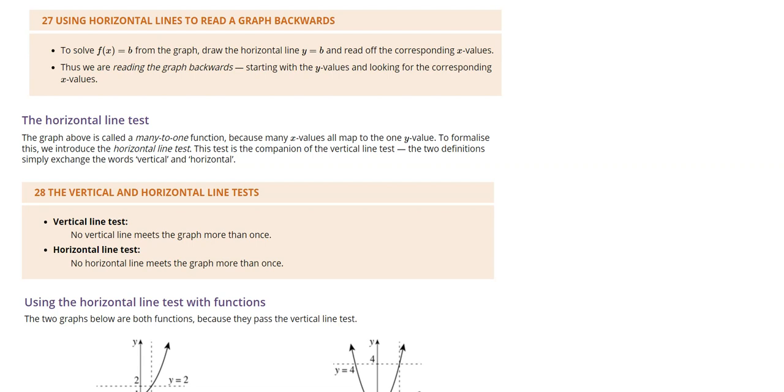There's many values of x that map to one value of y. So there's that mapping thing again. To formalize that, it's the horizontal line test, which is what we have there, and the vertical line test. If no vertical line meets the graph more than once, then that's considered passing the vertical line test, and that would put it into one of two categories. It's either one-to-one or many-to-one, and then the horizontal line test would define which one it is. So the horizontal line test: no horizontal line meets the graph more than once. That's essentially the test.